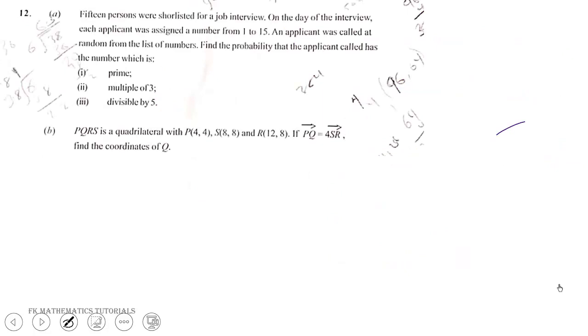Number 12 is here. 15 persons were shortlisted for a job interview. On the day of the interview, each applicant was assigned a number from 1 to 15. So the applicants have these numbers 1 to 15.